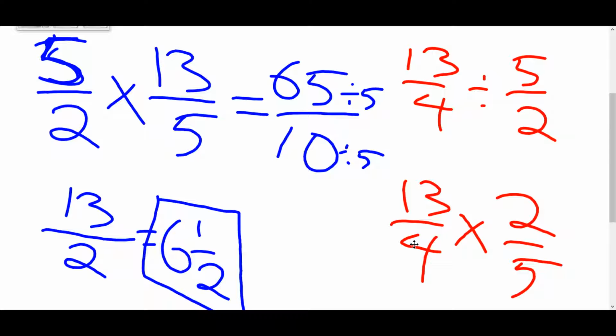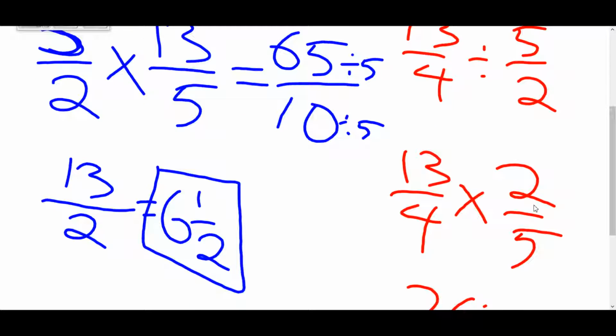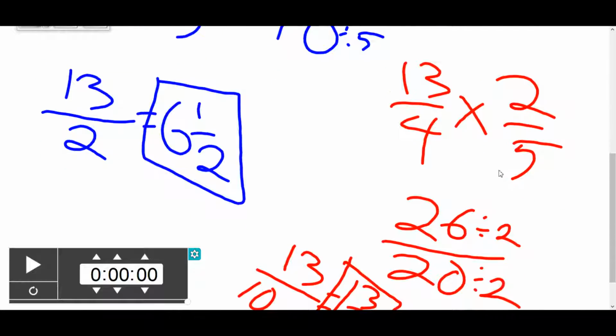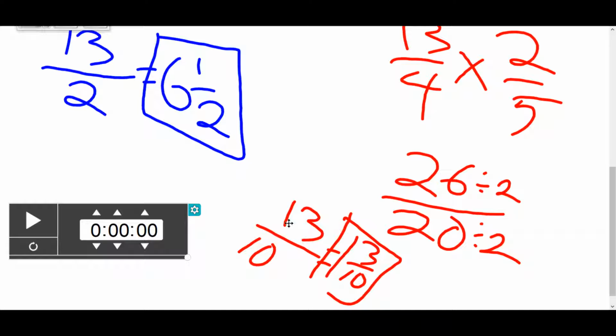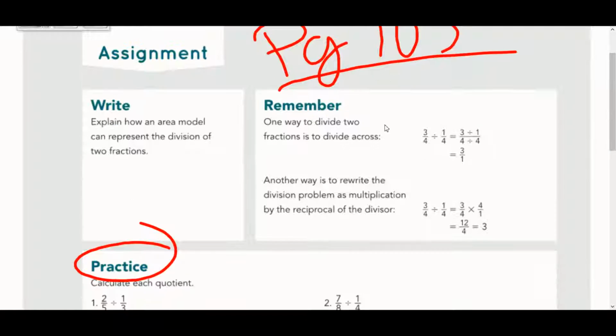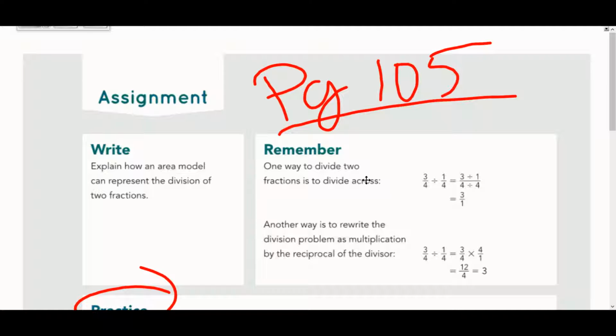So keep, change, and flip. 5 over 2 turns into 2 over 5. Division turns into multiplication. And this stays the same. Multiply across the top, we get 26. Multiply across the bottom, we get 20. 26 and 20 each have a 2 in them. We ran out of room, so we had to come over here, 13 over 10, and that would equal 1 3/10. All right, so Uncle Bob, you want to take it and give them the assignment?